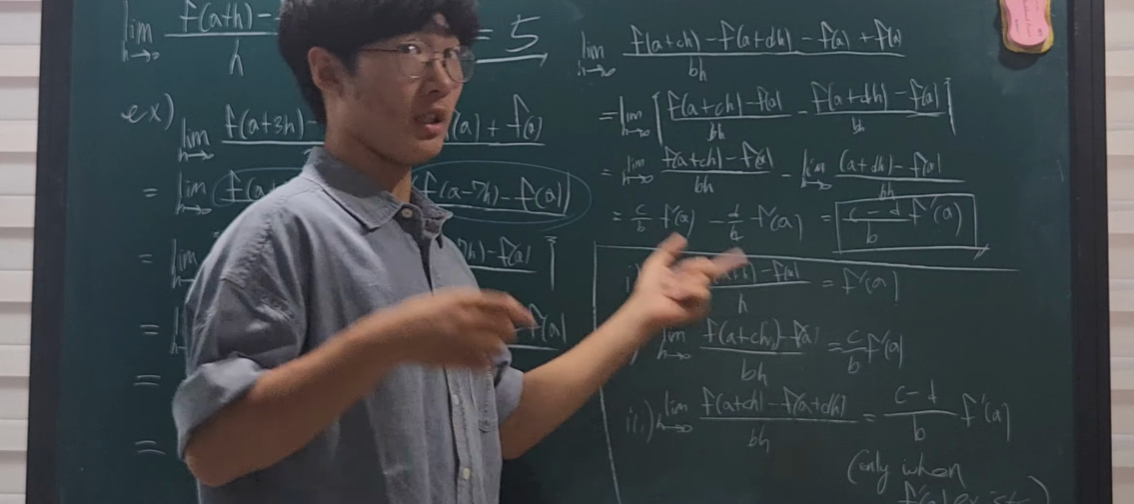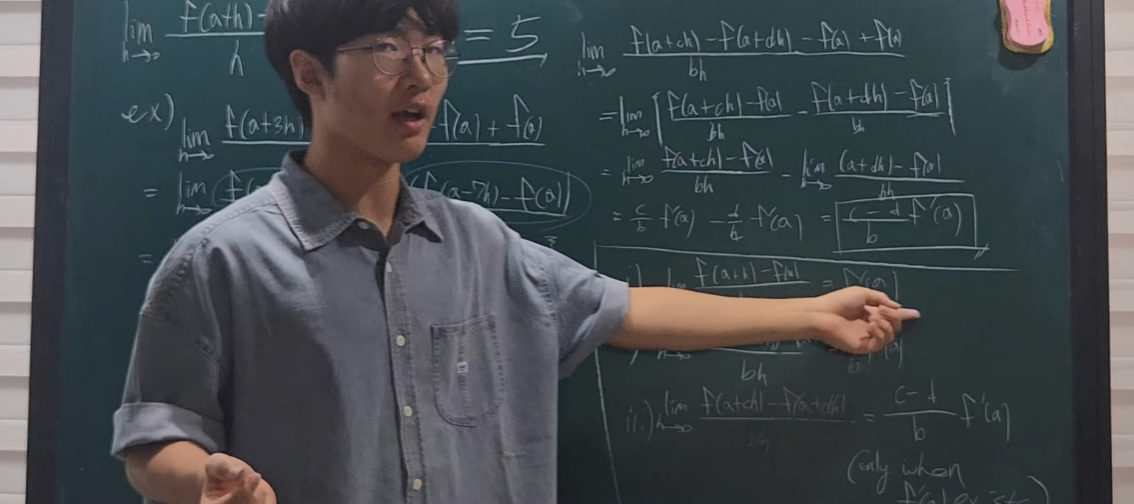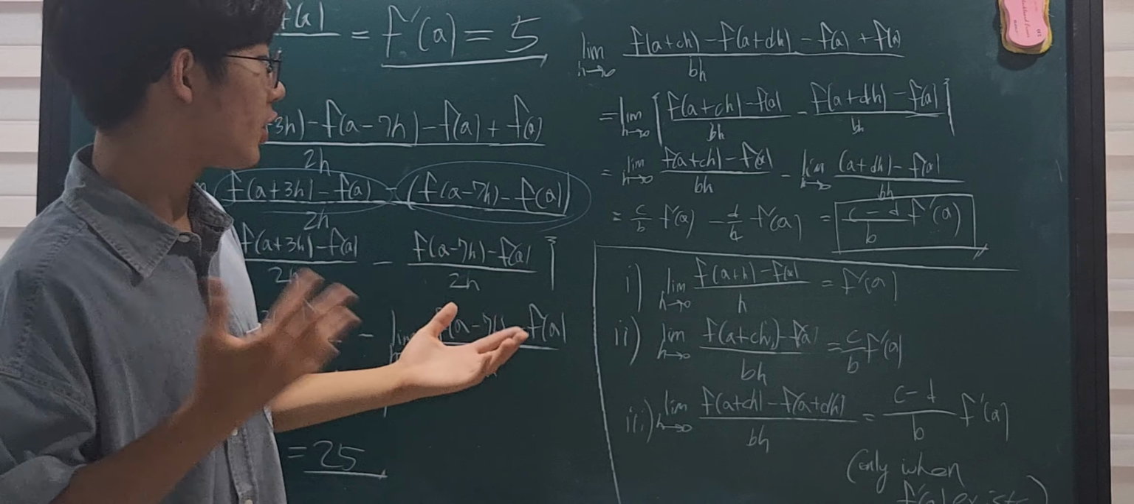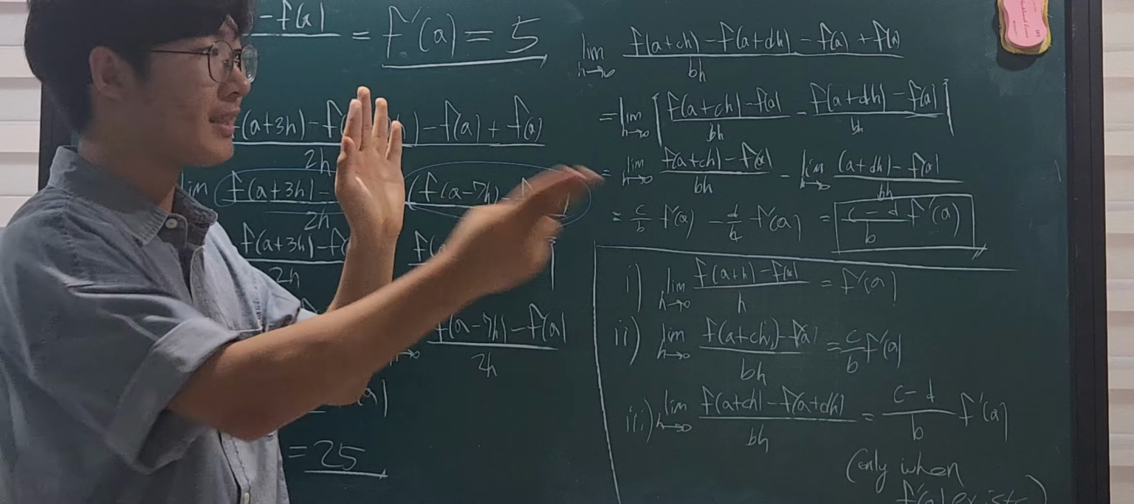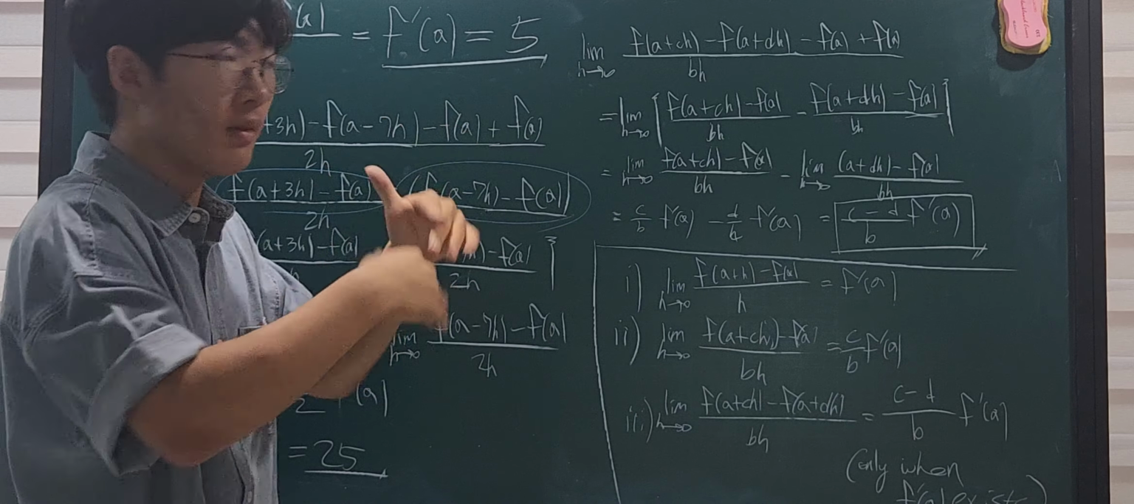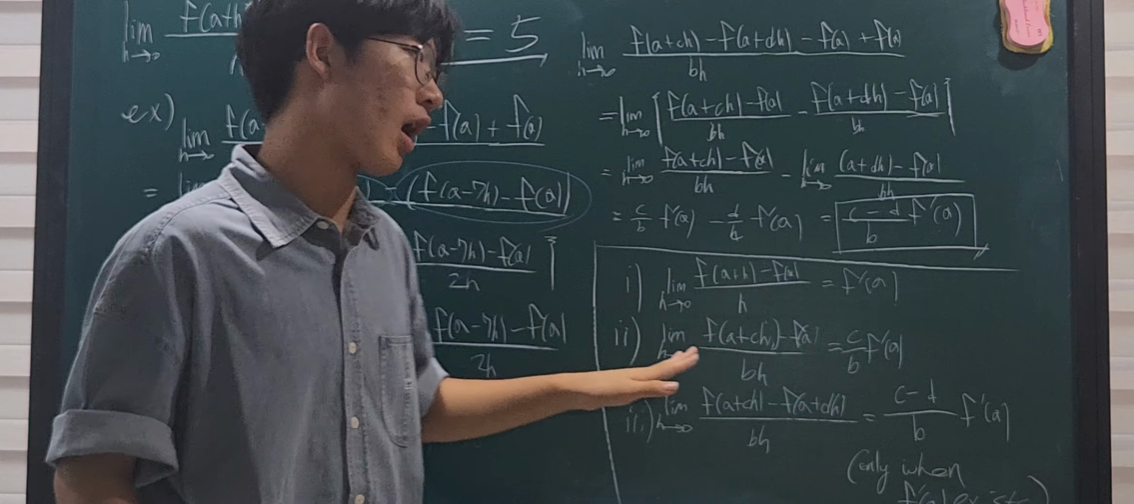However, when h has an even number power, then it cannot be defined as f prime a, because it is just a definition of the instantaneous rate of change when x is approaching a only from the positive side, right? So that is not to be considered in the option.